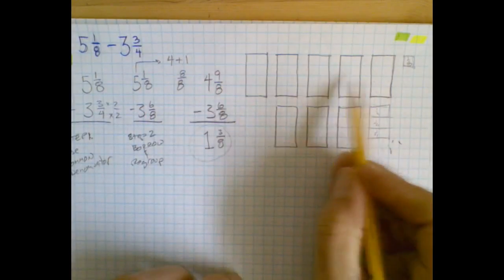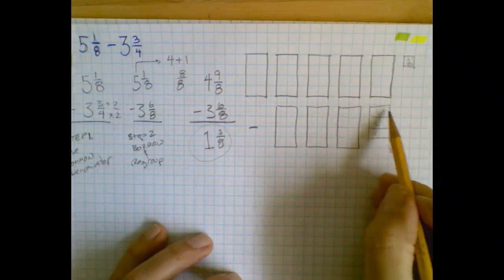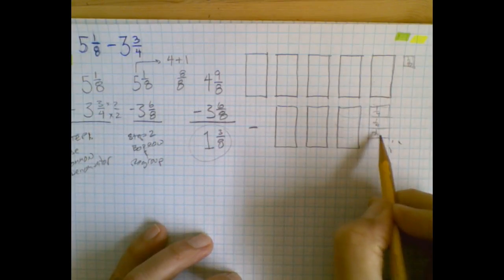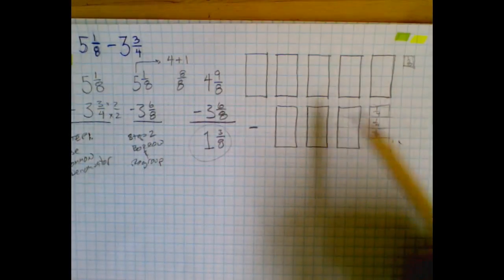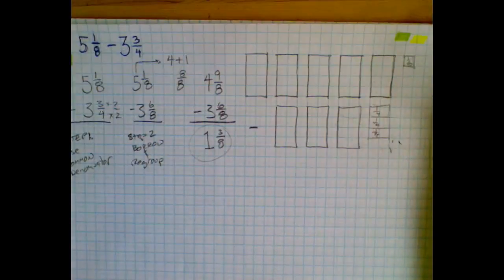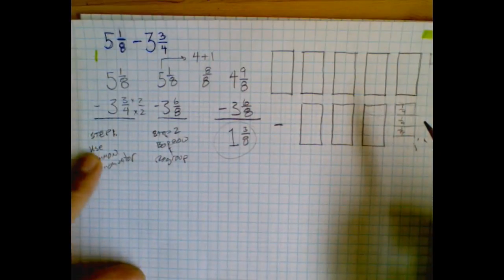So I have 5 and 1/8 minus 3 and 3/4. Now I can take away these whole parts, but how do I take 4ths away from 8ths? I can't, because these things are different sizes. So my first step here was to use a common denominator.